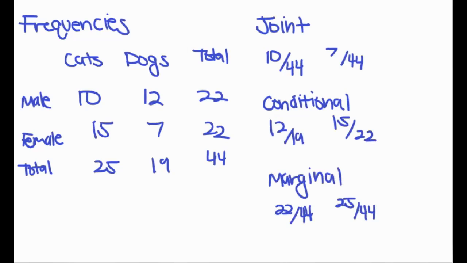An example of a joint relative frequency would be 10 out of 44, or the number of males who prefer cats out of the total number of individuals. An example of a conditional relative frequency would be 12 out of 19, or the number of males who prefer dogs out of the total number of dog lovers. And one example of a marginal relative frequency would be 22 out of 44, or the total number of males out of the total number of individuals.